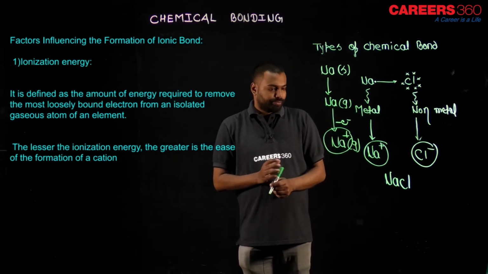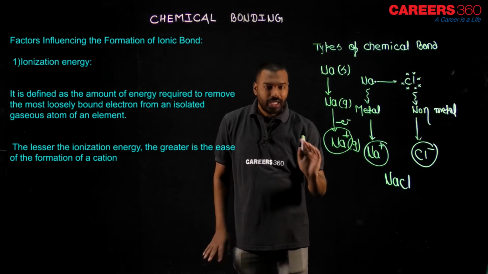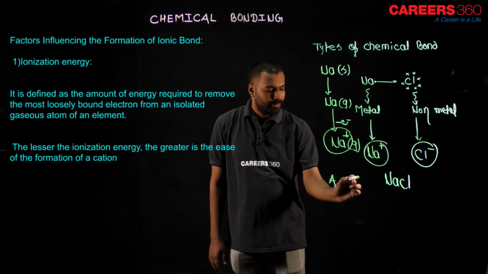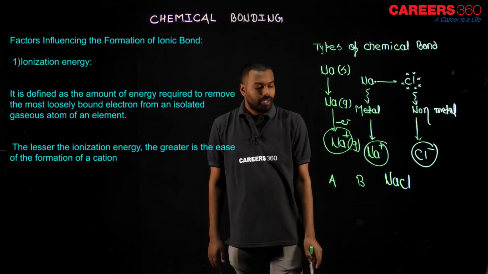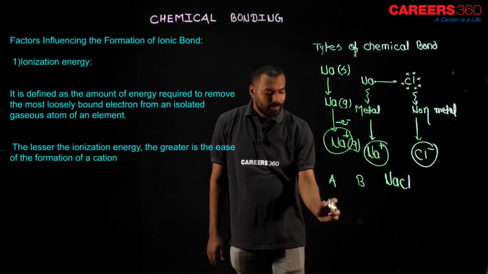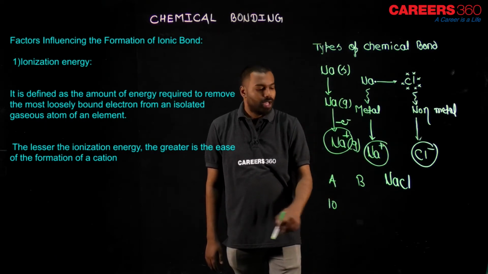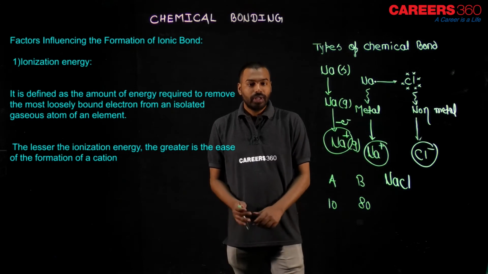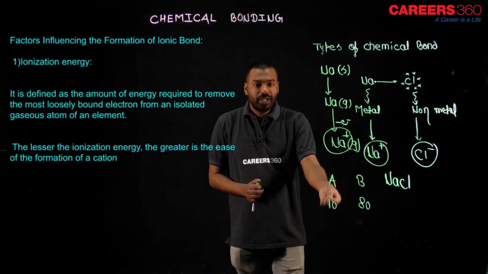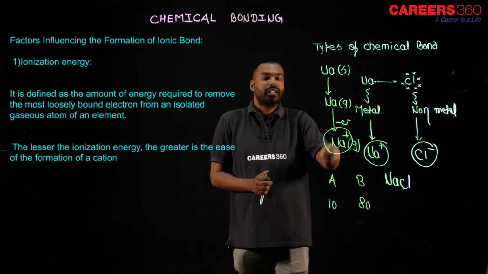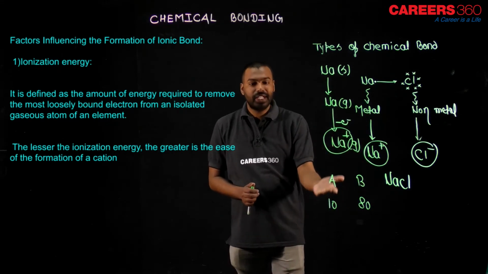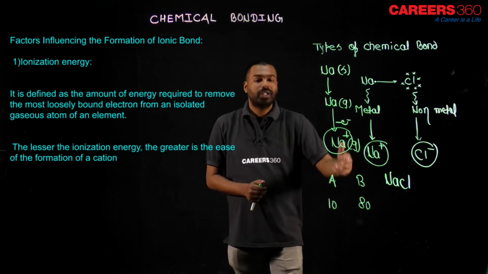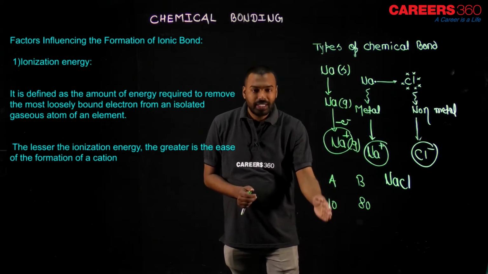So lesser the ionization energy, greater is the ease of the formation of cation. Wait, understand. Suppose I have two atoms, A and B. Only in 10 kilocalorie A will release an electron, but B needs 80 kilocalorie to release one electron. So, very easily bonding is possible here because it will easily convert into cation. In very less energy it is converting into the cation, but B is demanding very high energy to convert into cation. So, this process is easy, yes or no?